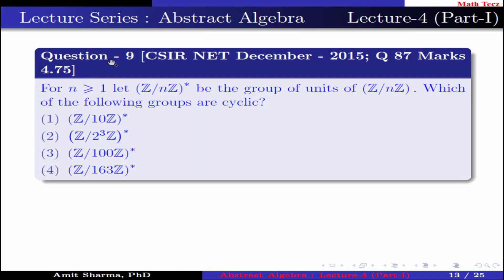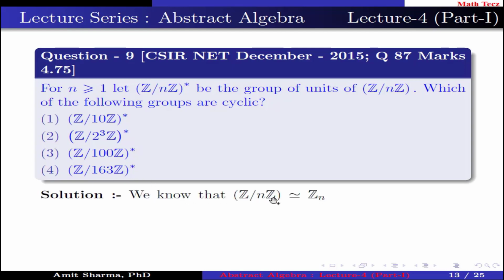Next is question number 9. This question was asked in the CSIR NET exam in December 2015. For n greater than or equal to 1, let Z/nZ star be the group of units of Z/nZ. Which of the following groups are cyclic? Option 1, Z/10Z star. Option 2, Z/2 cube Z star. Option 3, Z/100Z star. Option 4, Z/163Z star.